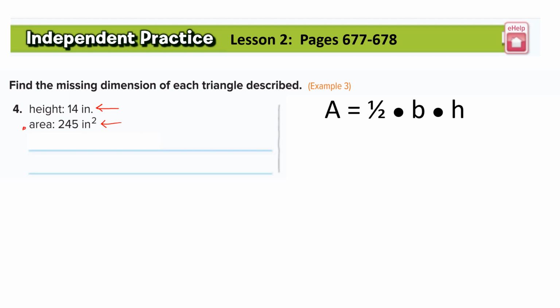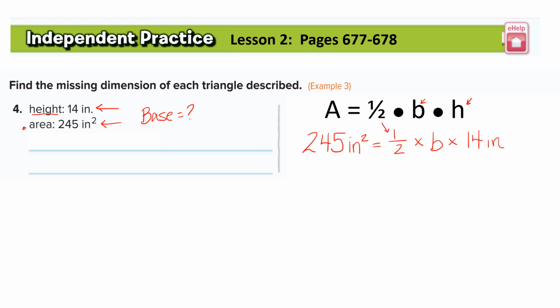We know that the area is 245 inches squared. And we can now bring down the 1/2 times the base. They do not give us the base here, so that is what we are trying to figure out. So we're going to keep the variable b for right now, times the height. They have provided us the height. The height is 14 inches.